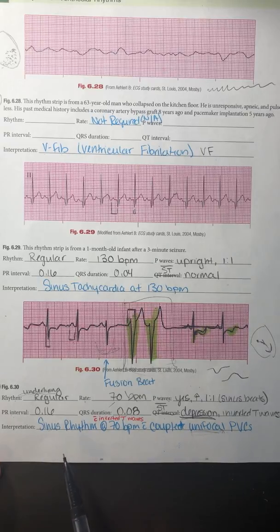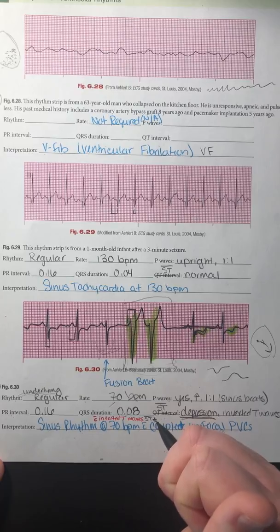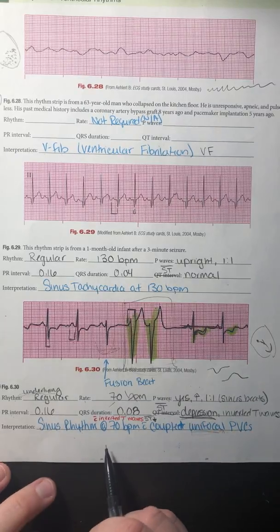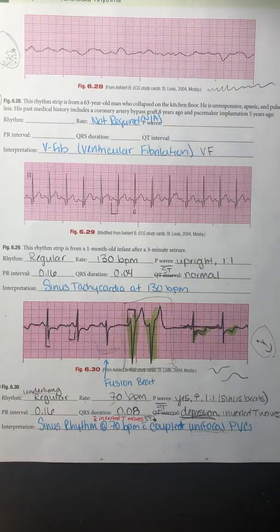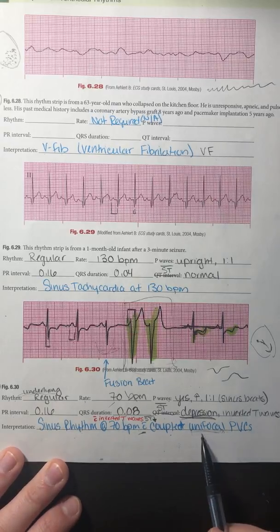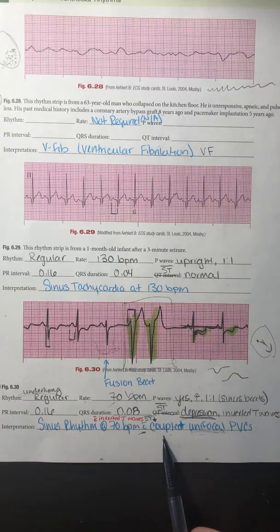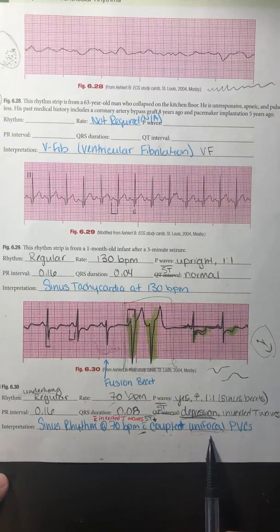So for my interpretation, I have sinus rhythm, and I had forgotten to put in with inverted T waves and ST segment depression. So sinus rhythm at 70 beats per minute with inverted T waves and ST segment depression with couplet unifocal PVCs. Couplet because there's a pair of 2 together, unifocal because they look similar, and they're premature ventricular contractions. We can tell by the wideness of the QRS complex that they're coming from the ventricles.